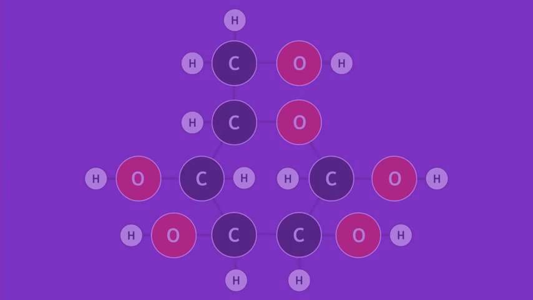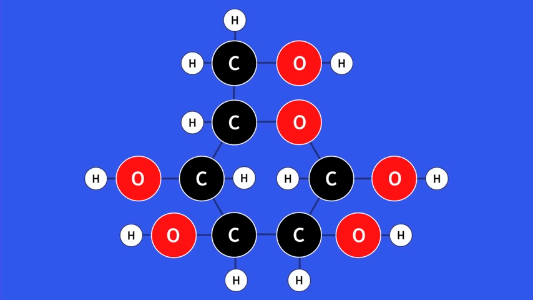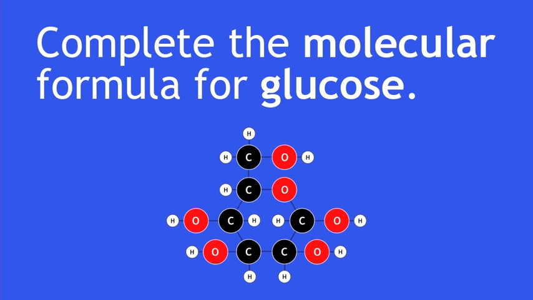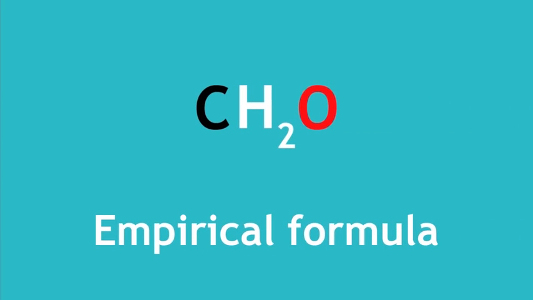This is the molecule glucose. Pause the video now and complete the molecular formula for glucose. You should have counted 6 carbon atoms, 12 hydrogen and 6 oxygen atoms, so the molecular formula is C6H12O6. Sometimes the formula is reduced even further to make an empirical formula.